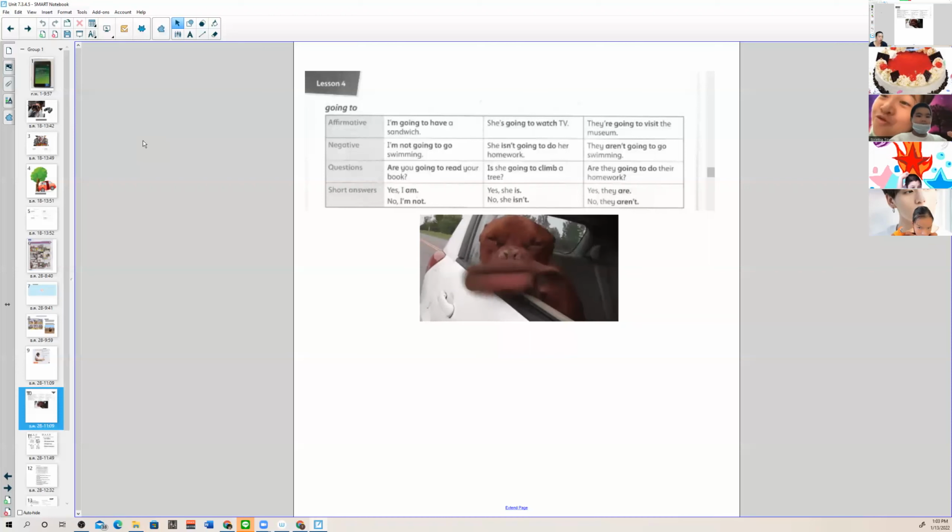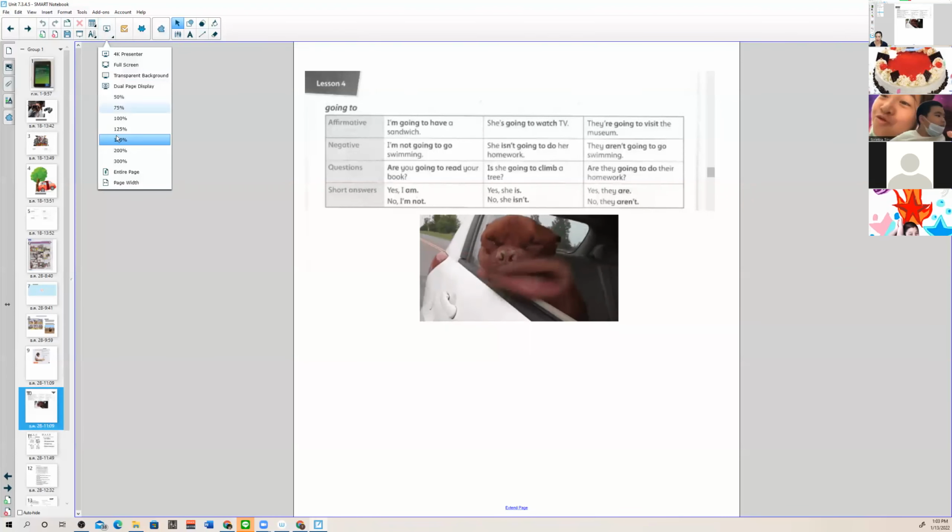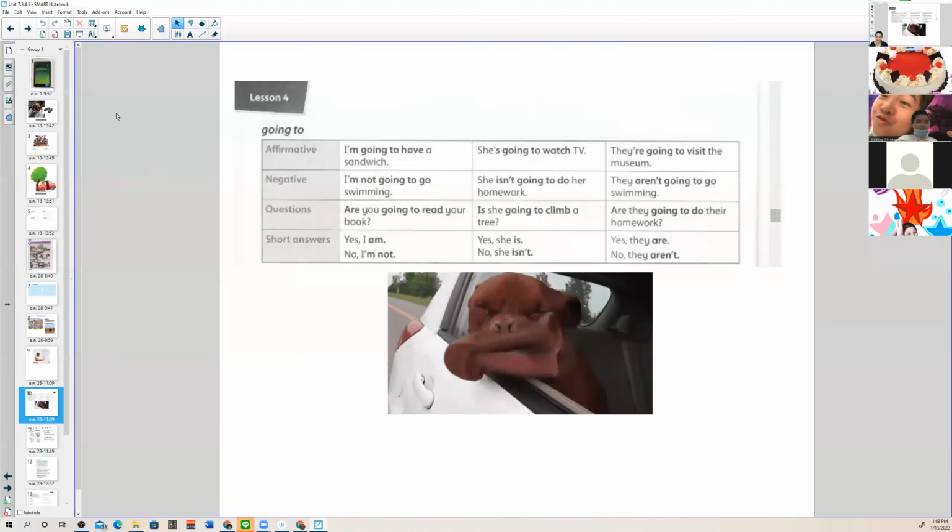Look at this one. Let's take out your activity book and turn to Unit 7, Lesson 4, going to, okay, going to. Page 66 in the activity book, page 66. All right. Can anyone tell me that going to is the indicator telling you about the present, past, or the future?